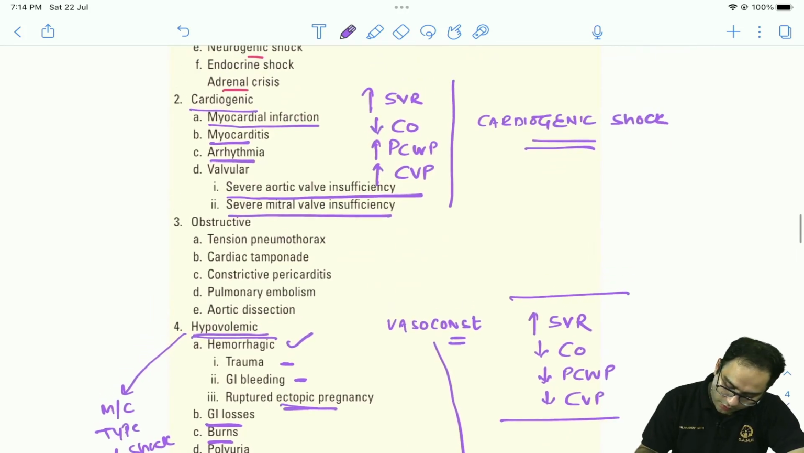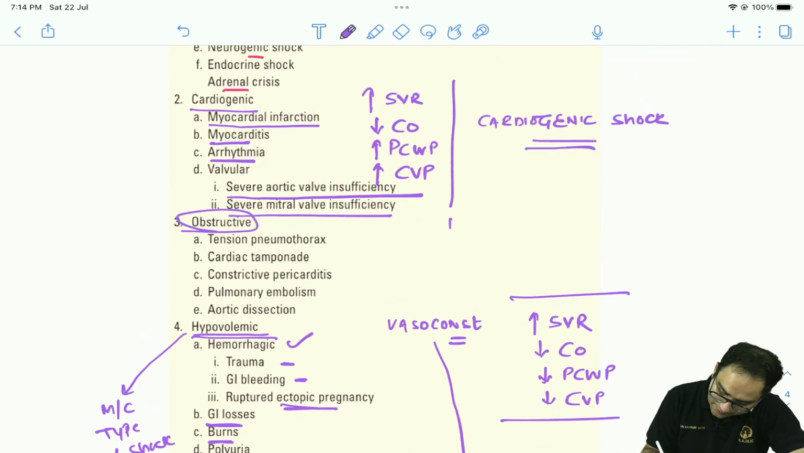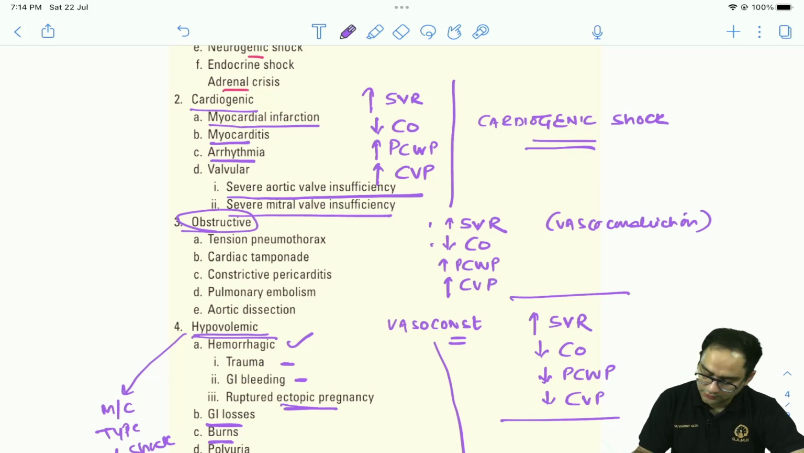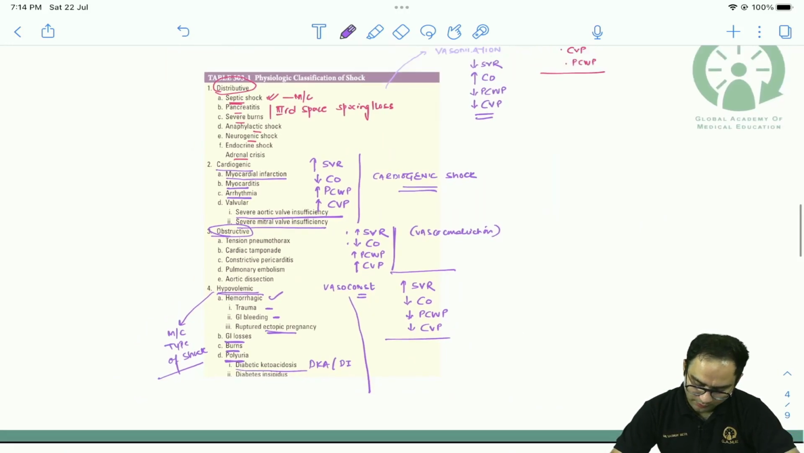But when we come to the obstructive shock, again, there would be an increase in the systemic vascular resistance due to vasoconstriction. And there is a decline in cardiac output. Again, there would be an increase in pulmonary capillary wedge pressure, and there would be increase in the central venous pressure. So this is about the obstructive shock. So I have explained to you the different things that you can encounter in a patient of shock.